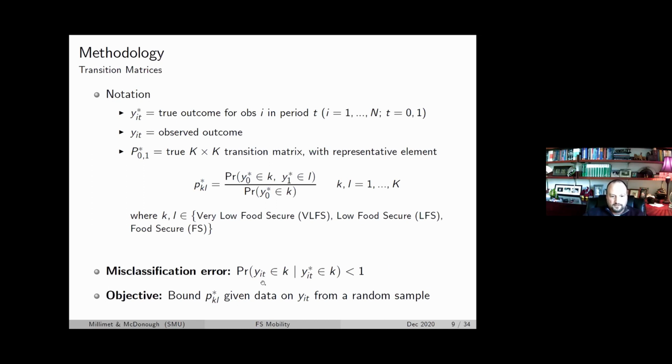All right. So anyway, we have misclassification error as long as we see some people that are in the wrong cell of the transition matrix than they should be. And our objective is just to say what we can say about these conditional probabilities.